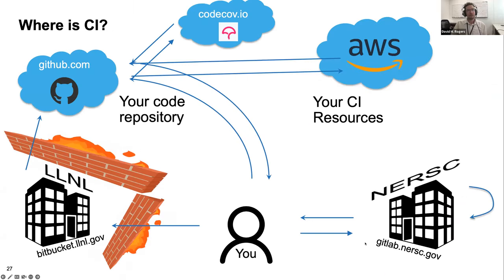In a graphical picture of how things connect, the usual setup is that you have a code repository that sits on github.com, and when that code repository gets updates from you, it can contact third-party services like codecov.io, GitHub can build itself, or it can connect to build farms like AWS build farms or other CI resources. You might also be able to make parallel contributions to other repositories that are sitting at GitLab or local sites, or talk to sites behind firewalls.